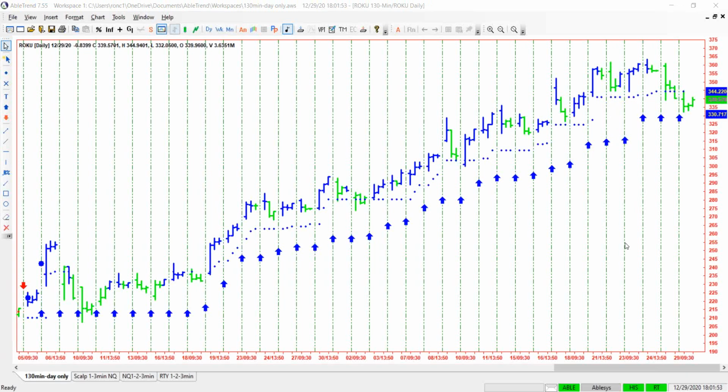Now we've got a stock chart up here. I always start off the first half of the webinar with a stock chart. And I like the 130-minute daily combination, and it's right in your workspaces if you have the Abletrend platform. So what you have to do is just click File, Open Workspace, and all your pre-made workspaces will be there. This is a really good chart for swing trading.